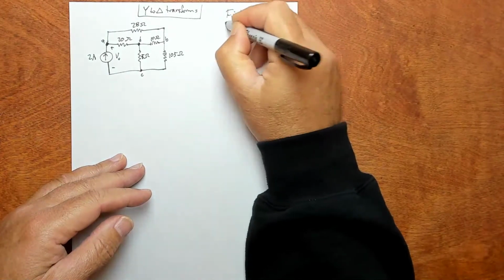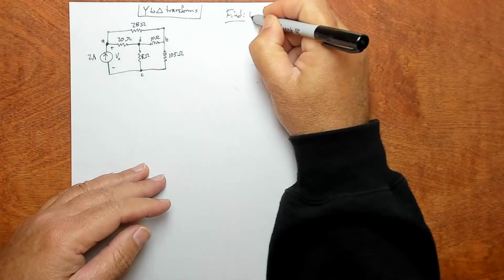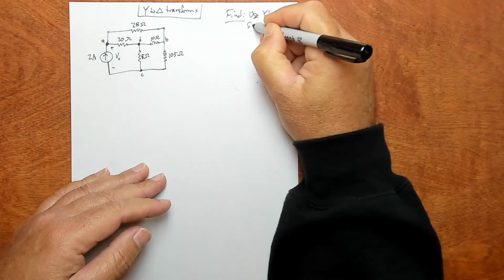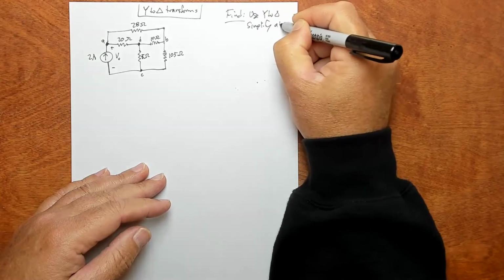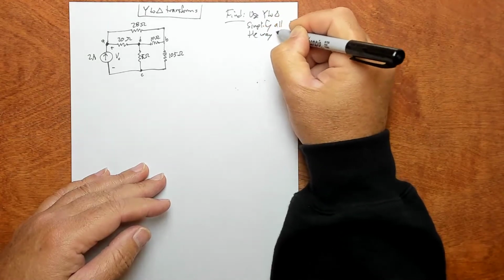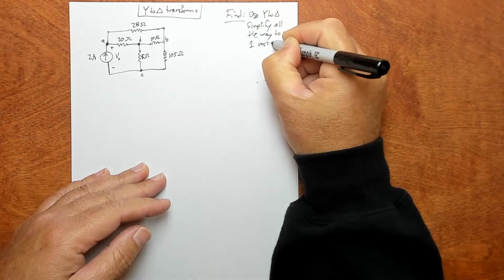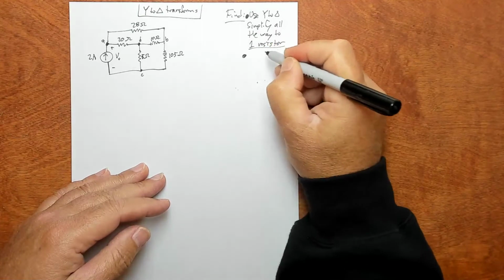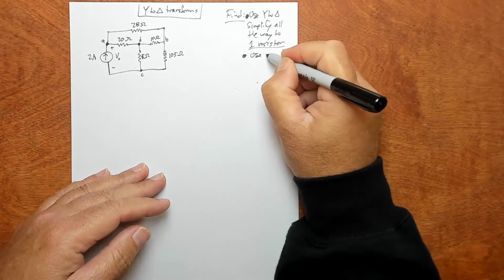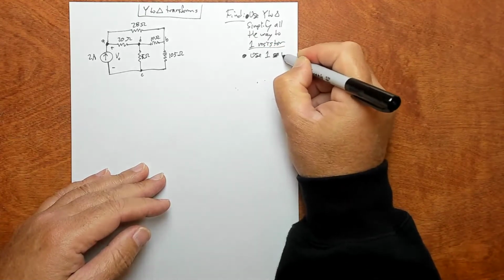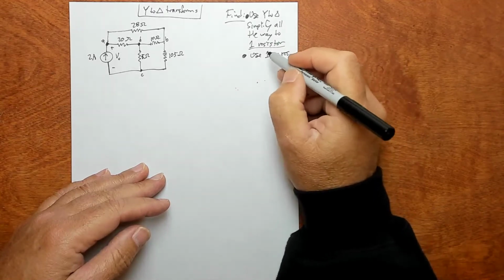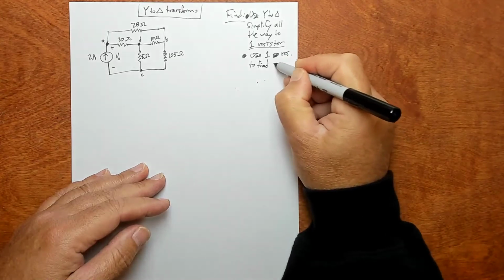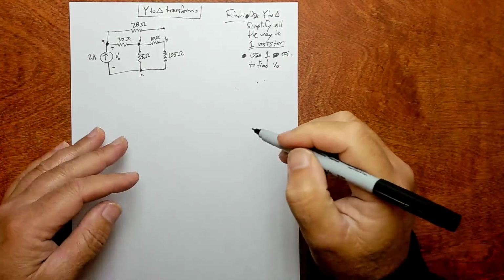So we want to use a Y to delta to simplify all the way to 1 resistor. Okay, that's the first thing we want to find. The second thing we want to find is to use the one resistor equivalent to find V0. All right.